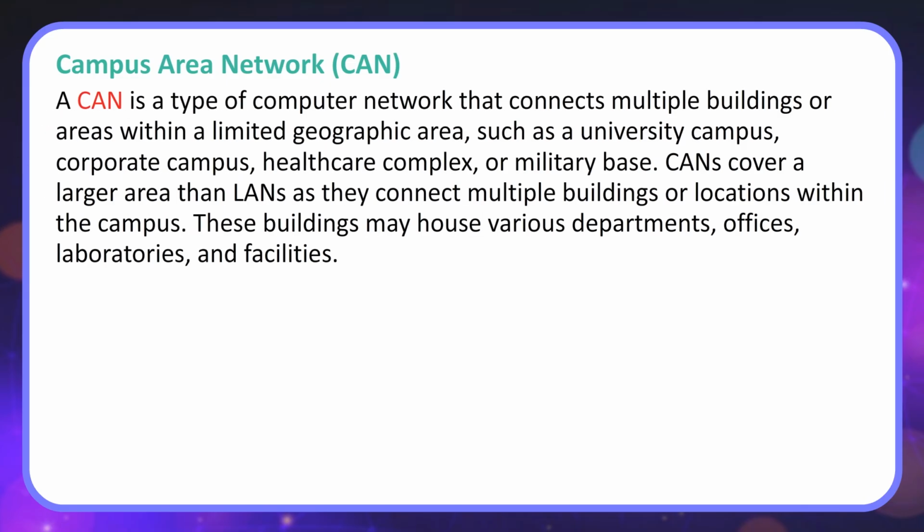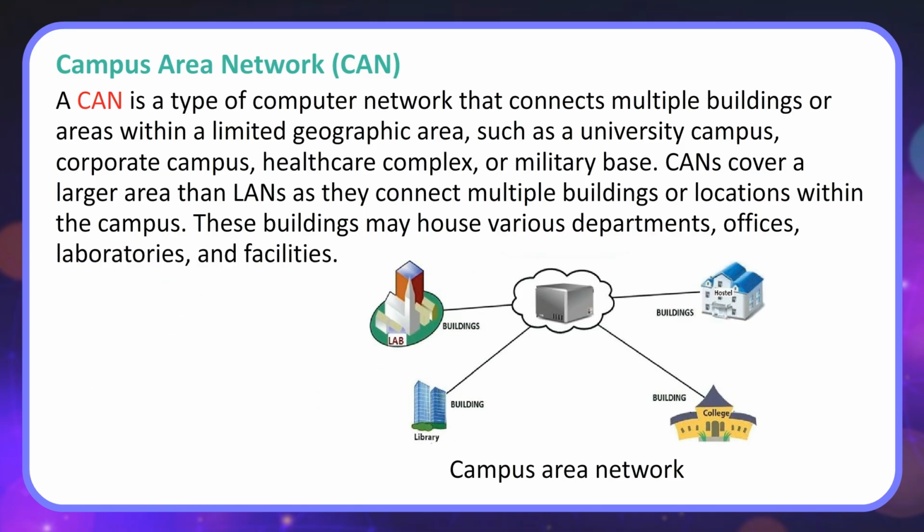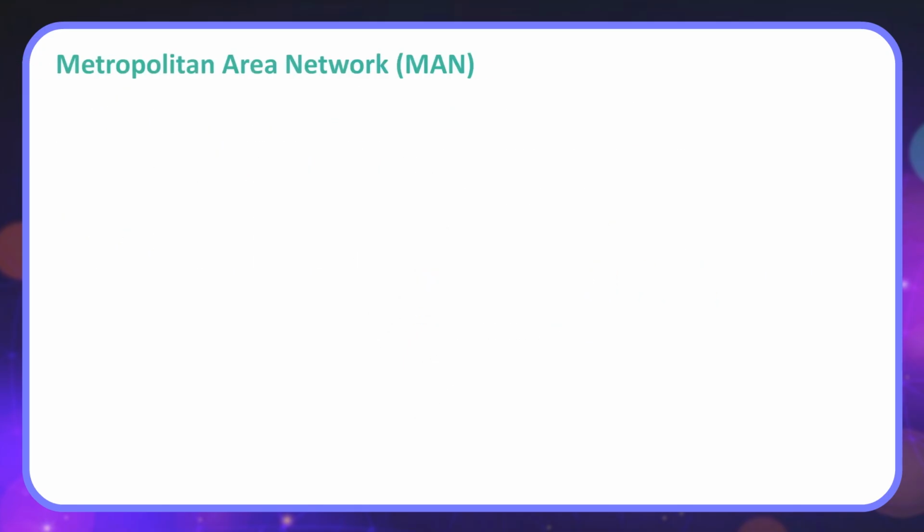A CAN is a type of computer network that connects multiple buildings or areas within a limited geographic area, such as a university campus, corporate campus, healthcare complex, or military base. CANs cover a larger area than LANs as they connect multiple buildings or locations within the campus. These buildings may house various departments, offices, laboratories, and facilities. Campus Area Network. Metropolitan Area Network, MAN.